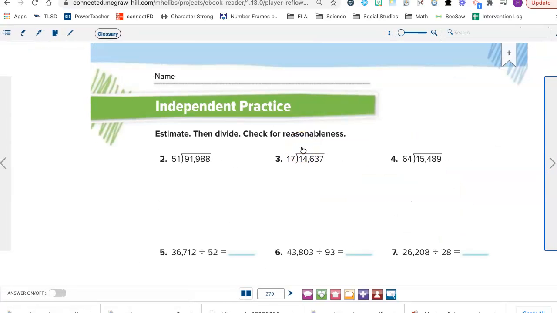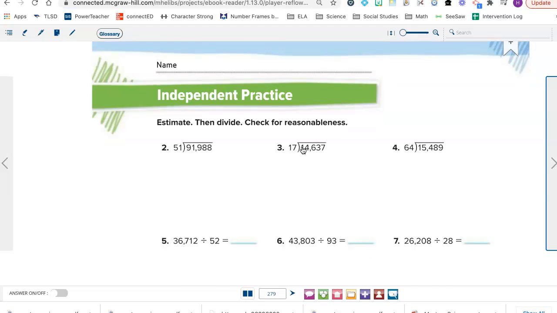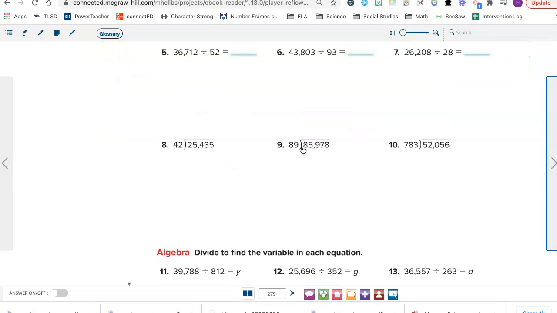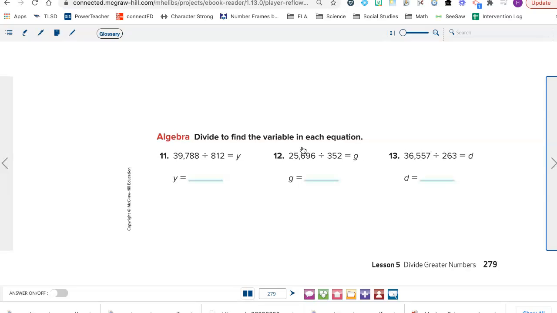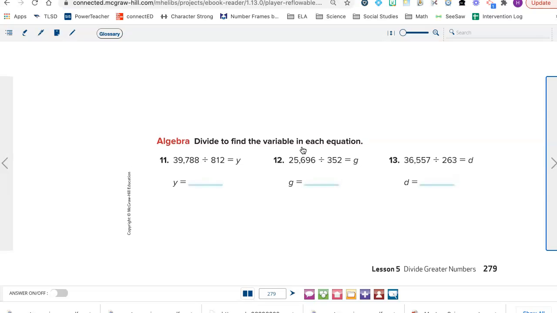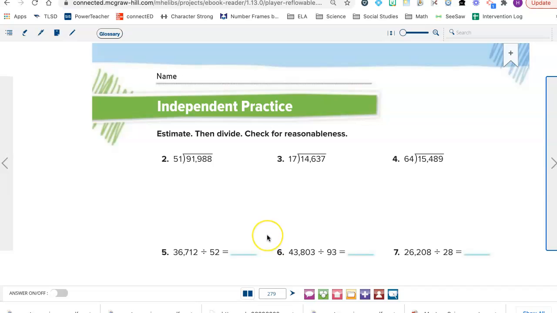Okay, you guys have the independent practice to work on. I'd like you to do just the entire page. I know it sounds like a lot, but this is a really important skill to have. If you can do this entire page, then you'll do fine on the test. We will go over the answers, so just when you're done, let me know.